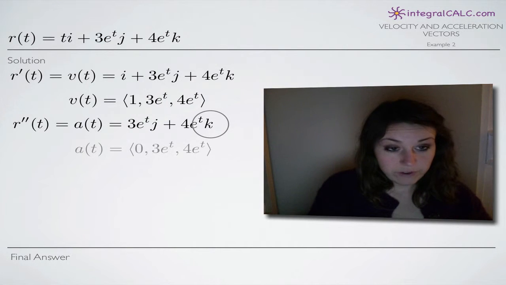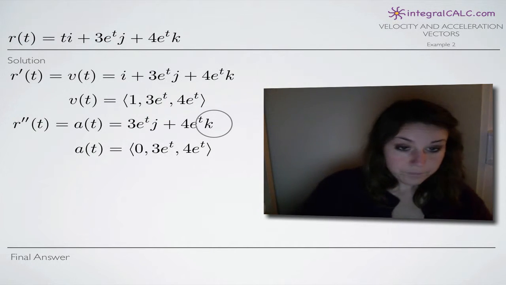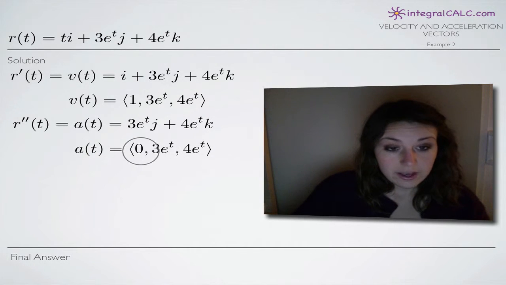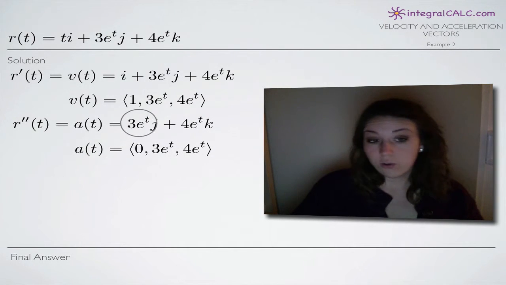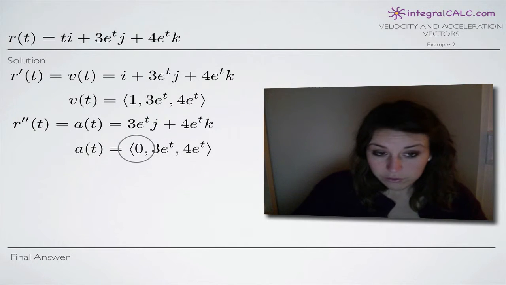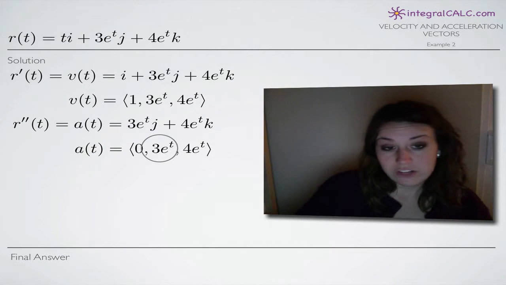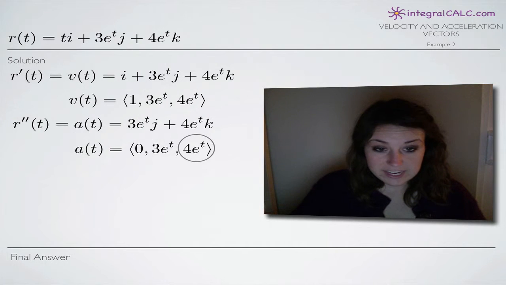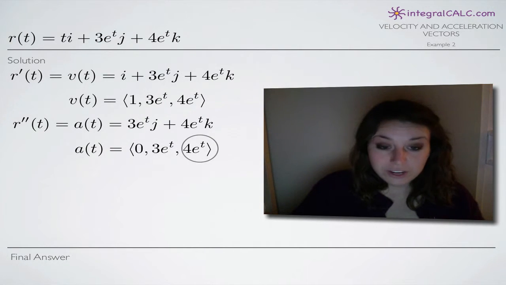And now to find the acceleration vector, we take the coefficients, and remember, we no longer have an i term, which means the coefficient on that term must be 0. So we have 0 there, and then the coefficients on j and k, 3e to the t and 4e to the t. So there's our acceleration vector.